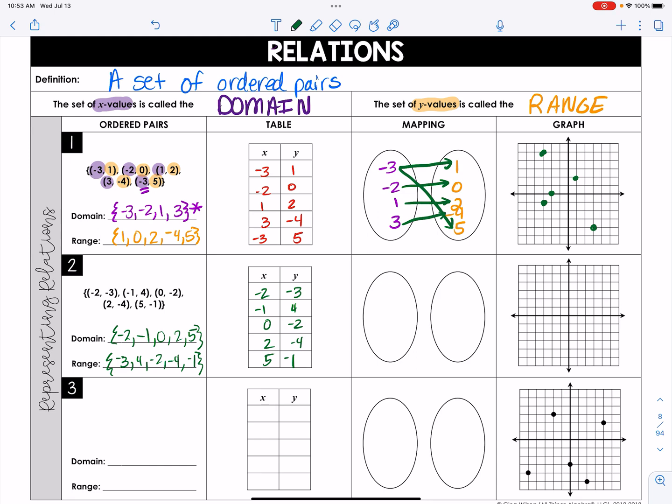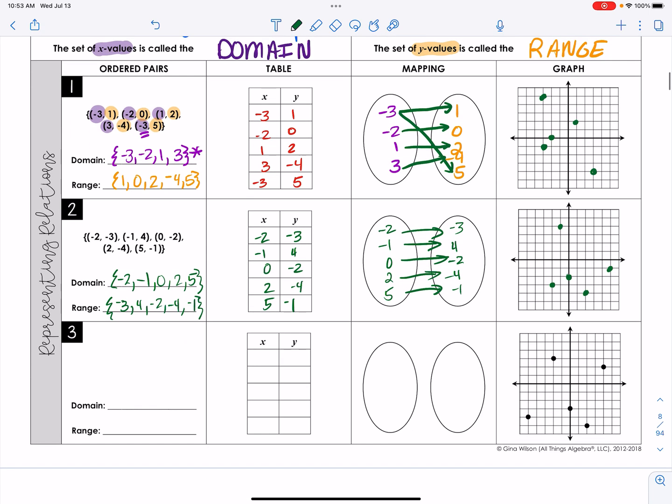And then my mapping, none of them repeat. Oh, why do they make it so difficult? -2, -1, 0, 2, 5 map to -3, 4, -2, -4, -1. And when you map it, they all just match up. Okay, when I graph it, I have points at -2, -3; -1, 4; 0, -2; 2, -4; oops, that was 1, -4; and 5, -1.